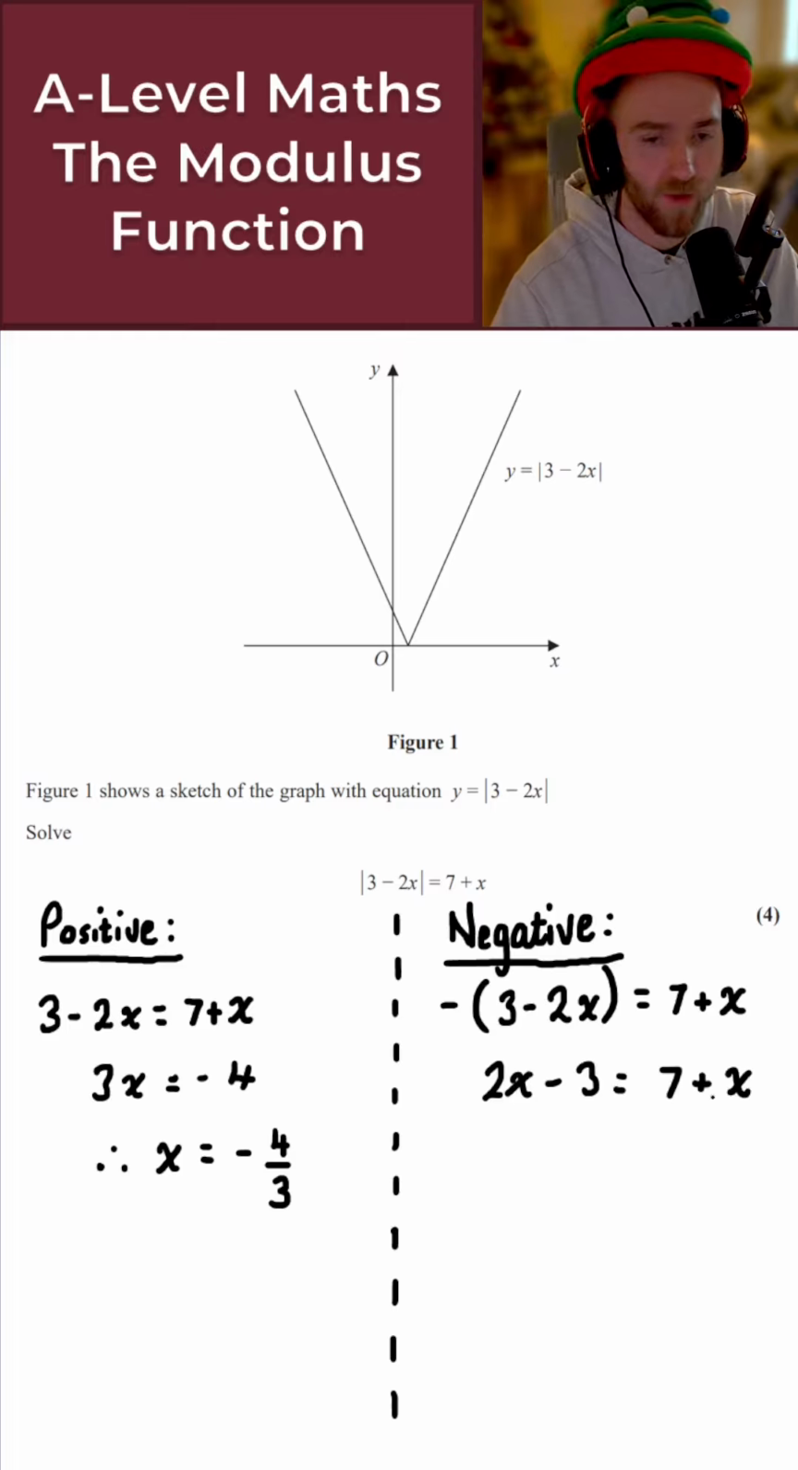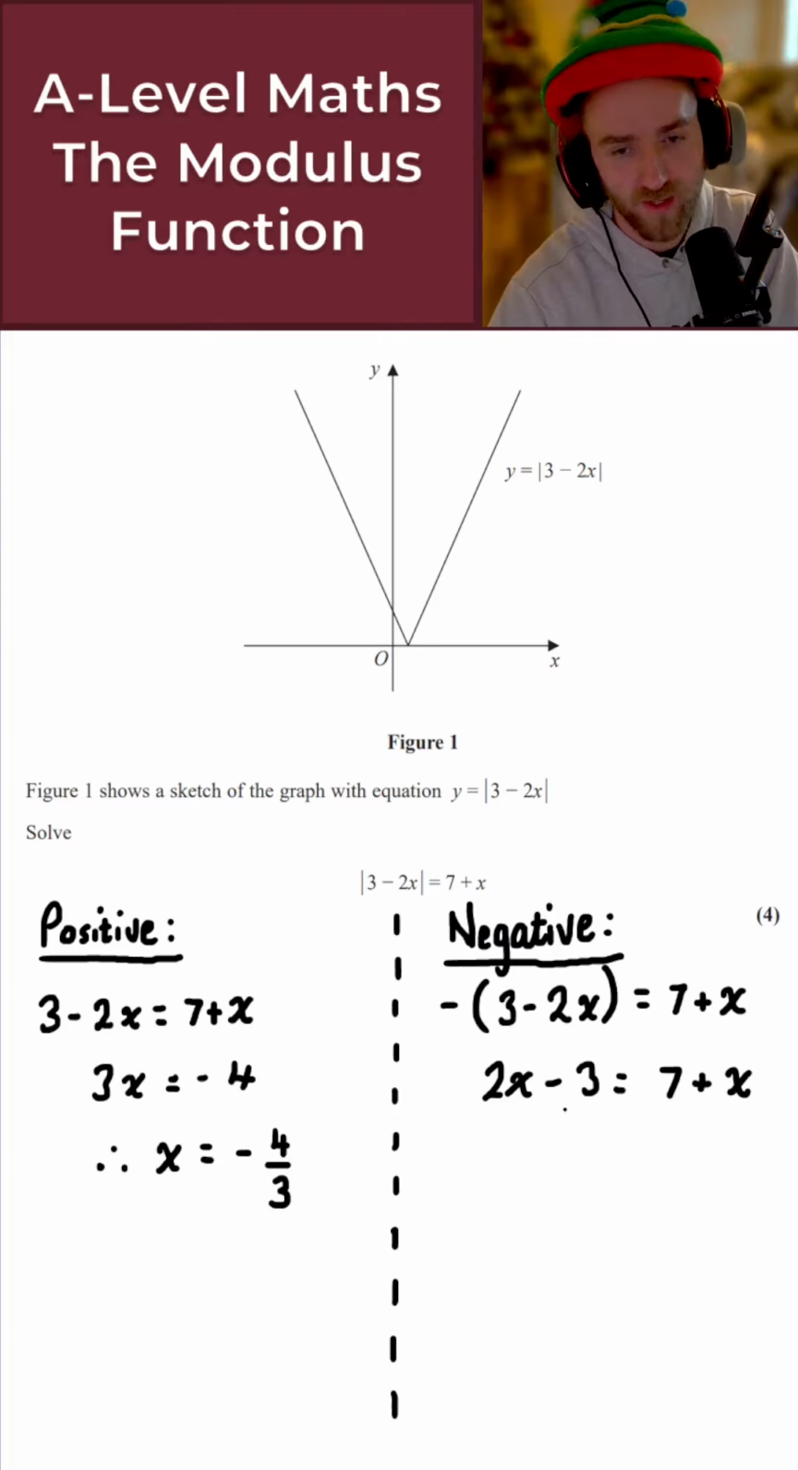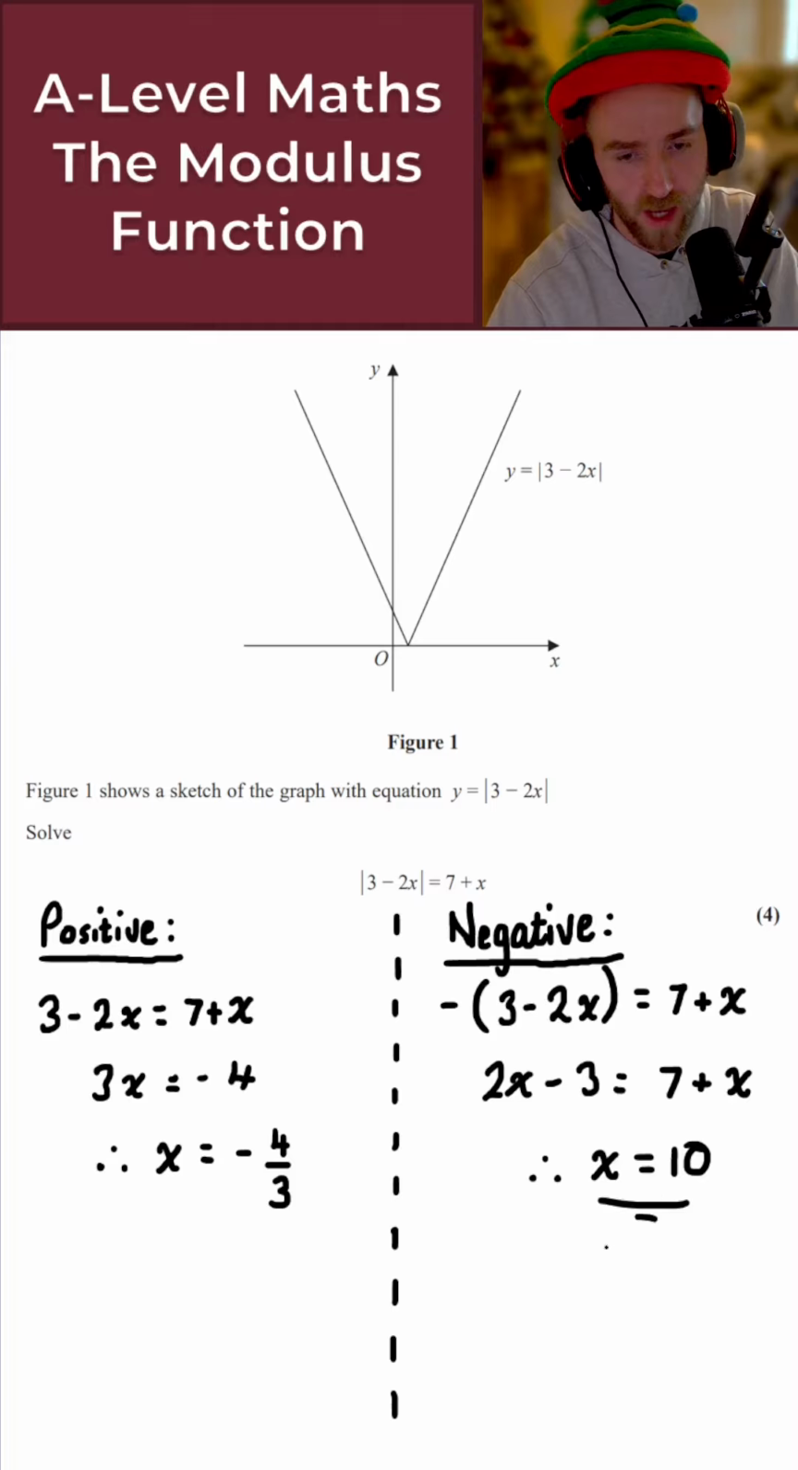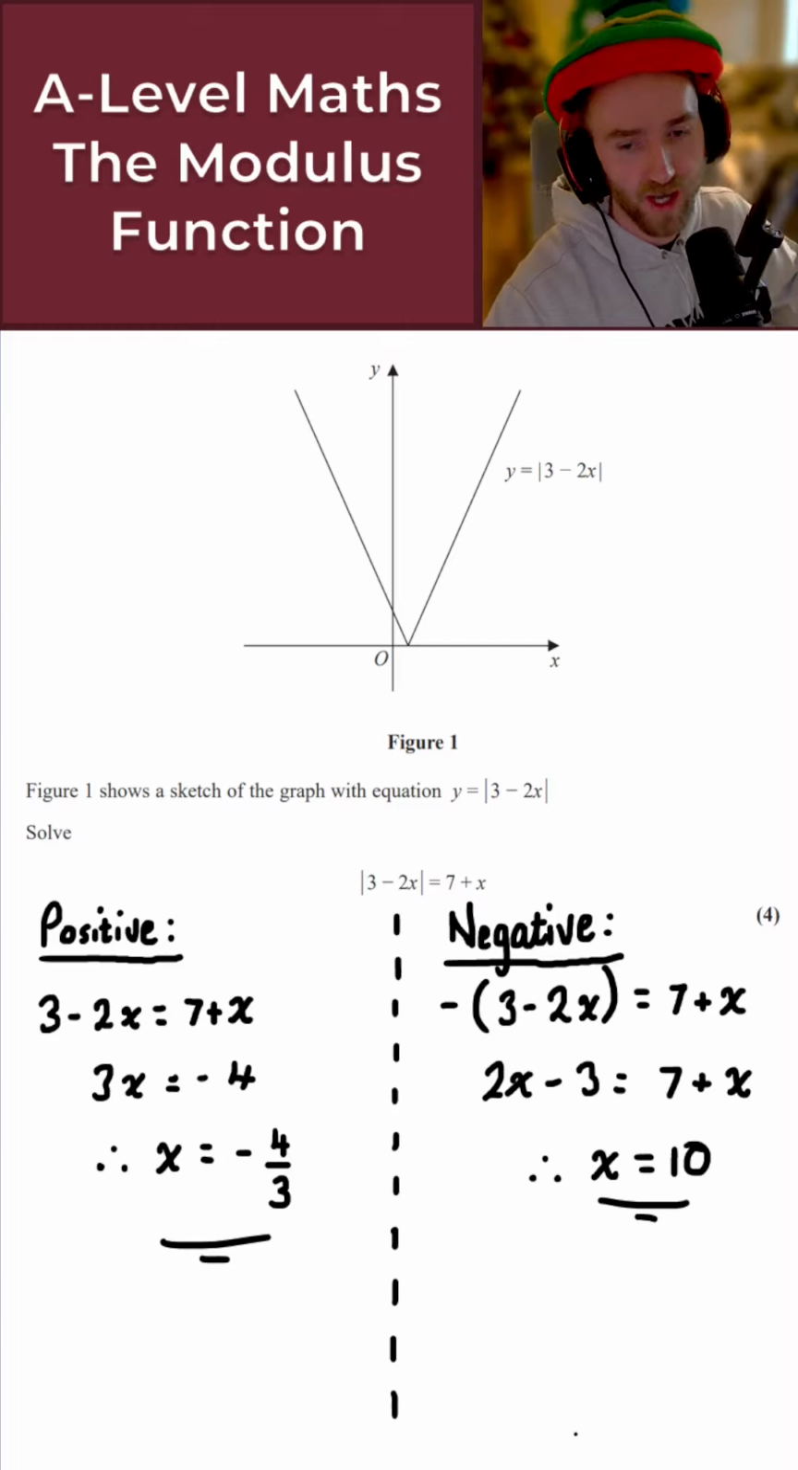So nice and straightforward. Just subtract x from both sides and add 3 to both sides. And in that case, the solution works out quite nicely at x equals 10. Perfect. So this is one solution, x equals 10, and x equals minus 4 over 3 is the other solution. And there we go. It's as easy as that. And that gives the solution to today's question.